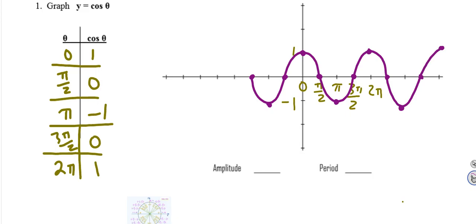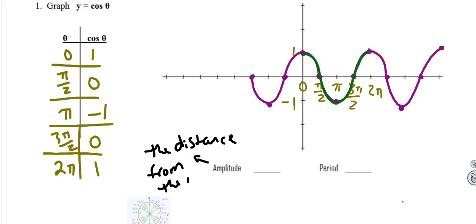All right, and so what we're looking at, the main part, because I really just asked you to do one period, is this part. But the graph goes on and on and on both sides. And so they're asking us about our amplitude. And amplitude is simply the distance, can you even read that writing, from the midline to the max.